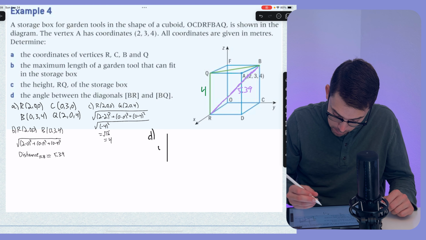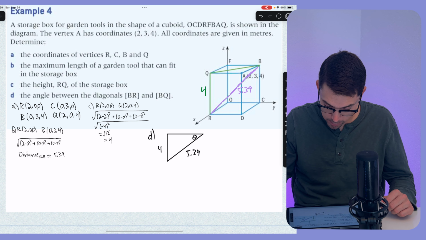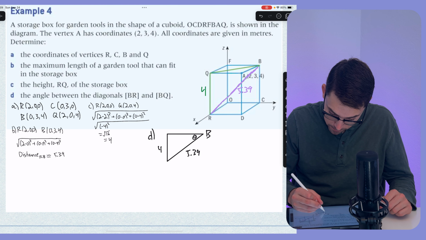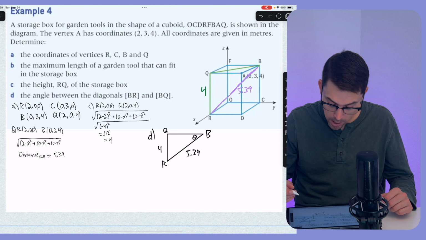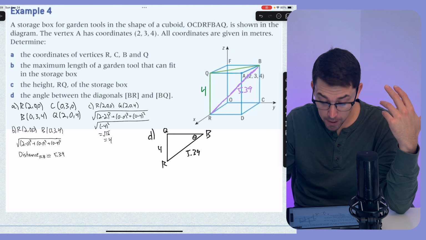So I know that this would have a value of 4, and then I know that this would have a value of 5.39, and I know that this is the theta that I'm looking for. So if I have B right there, R right here, and Q right there, I want to know exactly what that angle is. So how exactly am I going to find this?